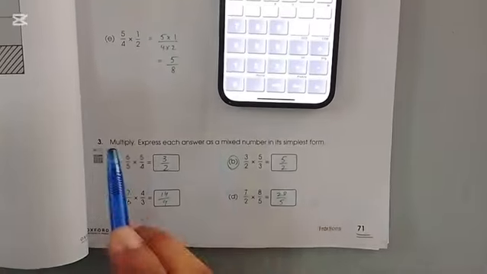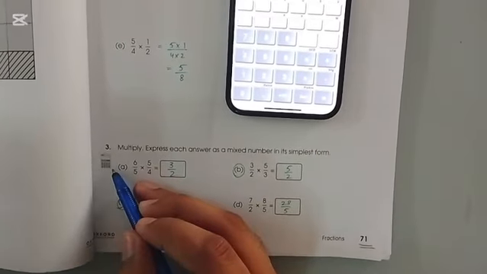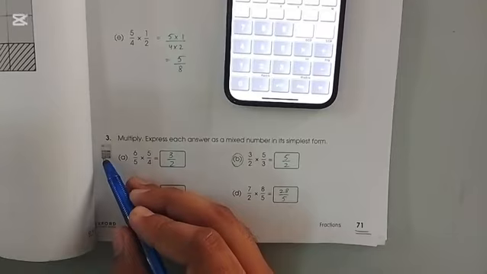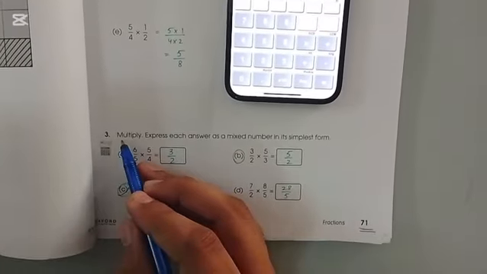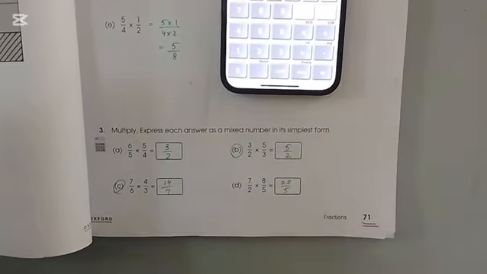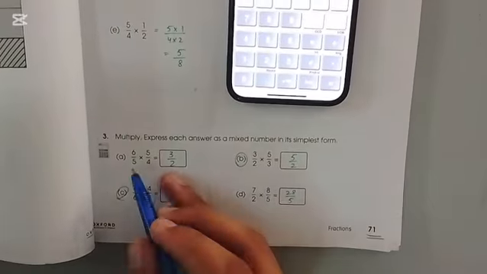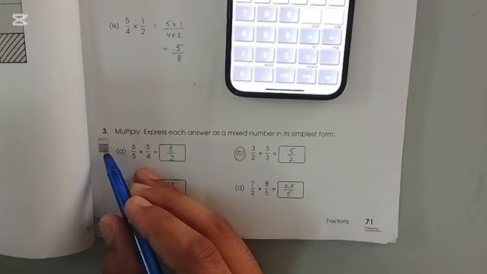Now we have the next question, question number 3. Here we can see the calculator icon. That means we have to use a calculator to solve these questions. The question is: multiply and express each answer as a mixed number in its simplest form. So we have to multiply both of them and then write the answer using a calculator.